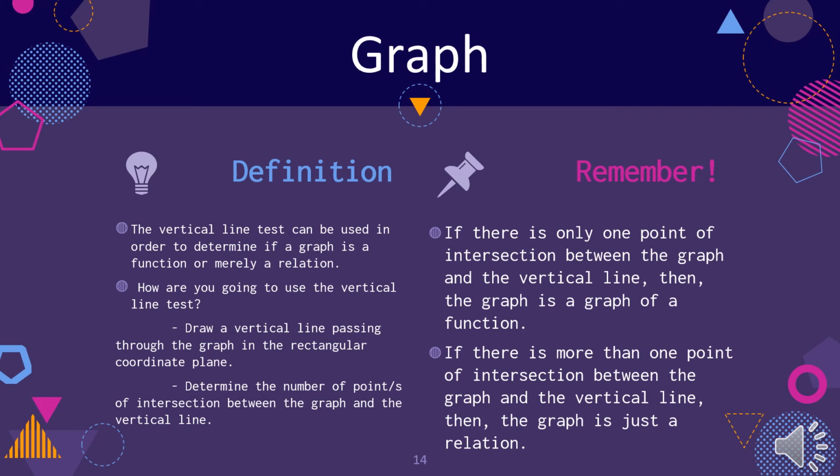First, draw a vertical line passing through the graph in the rectangular coordinate plane. Then, determine the number of points of intersection between the graph and the vertical line. Always remember that if there is only one point of intersection between the graph and the vertical line, then the graph is a graph of a function. But if there is more than one point of intersection, then the graph is just a relation.